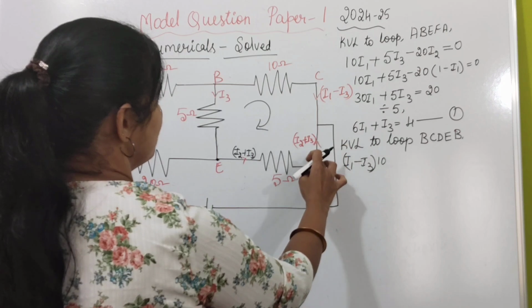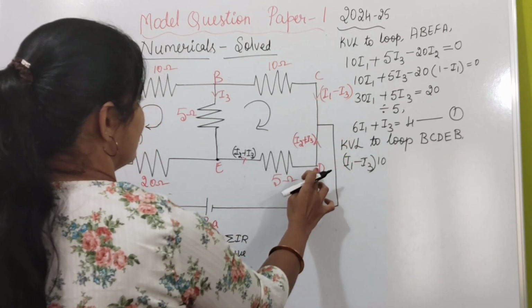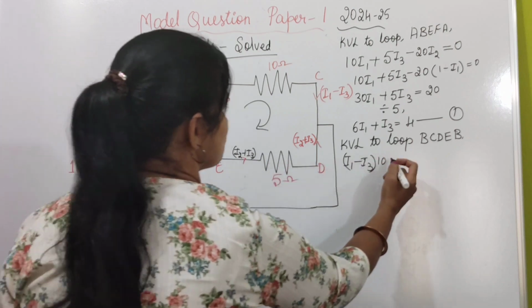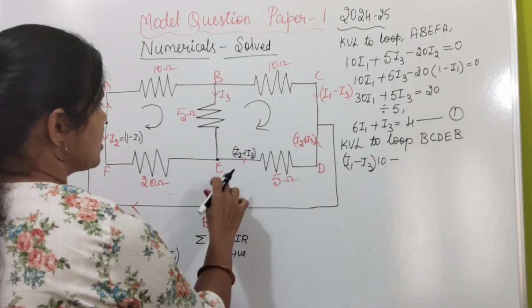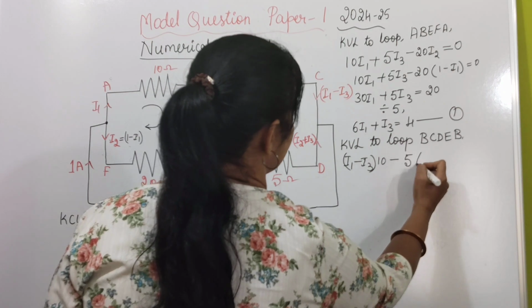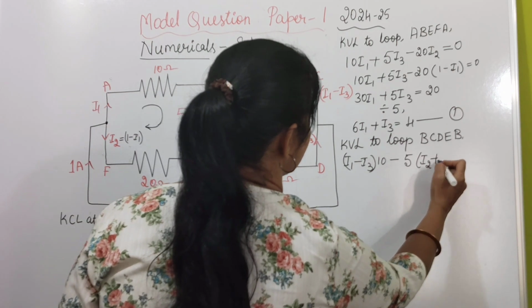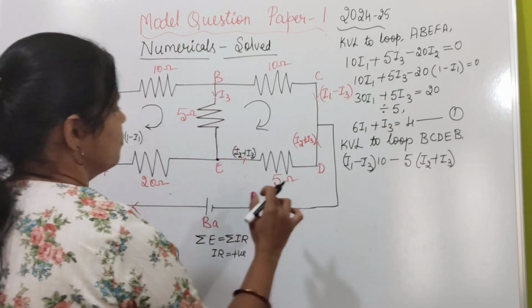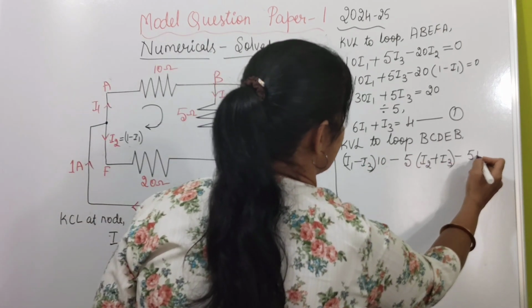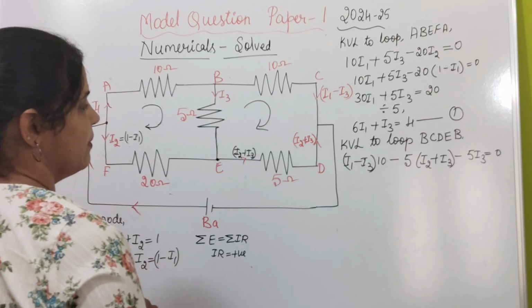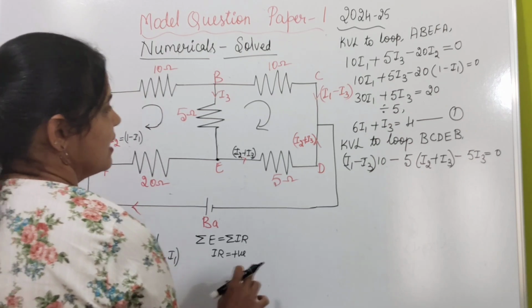Then we are going down, and here there is no resistor. Next we are moving in this way, so current is in the opposite direction and the IR product is negative. Which current? I2 plus I3, times 5. Then we are moving up, current is down, so minus 5 I3. Once again it is equal to 0. Now let us simplify by writing I2 as 1 minus I1.